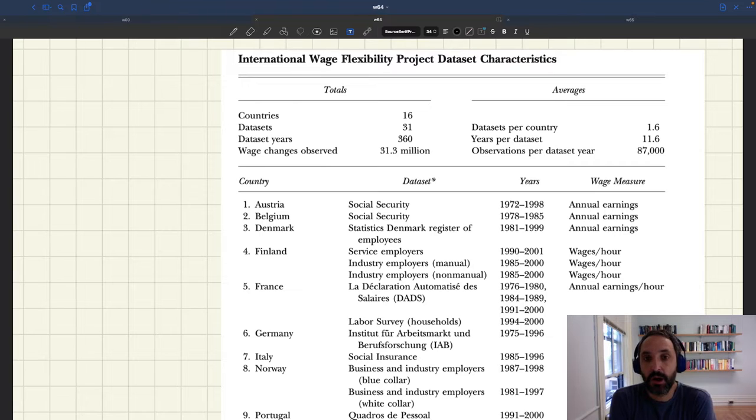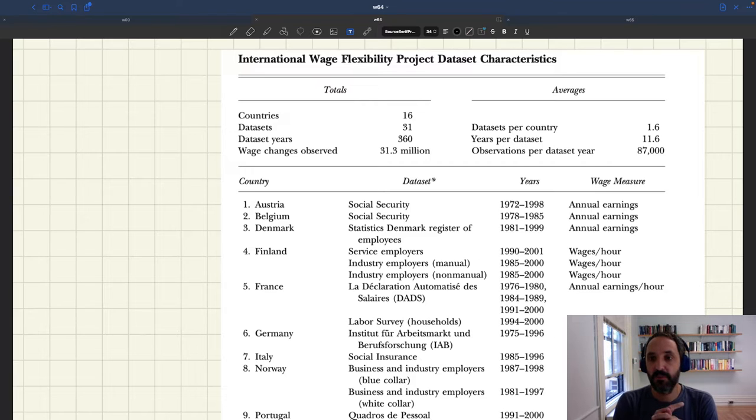So far, we've looked at price rigidity. So we've looked at the frequency of price changes. And even more interestingly, we've looked at the pass-through of marginal cost into prices, which is, I think, the proper evidence of price rigidity, because we saw that this pass-through was incomplete. Now we're going to move to wage rigidity.